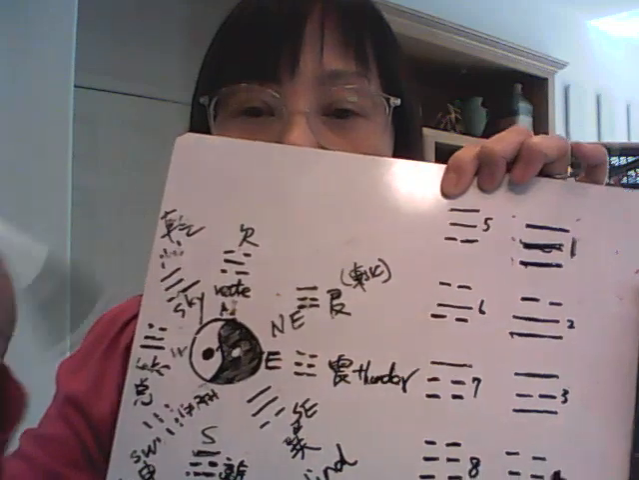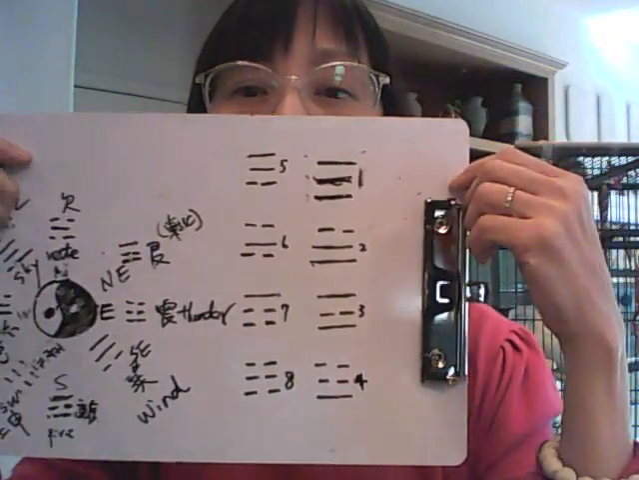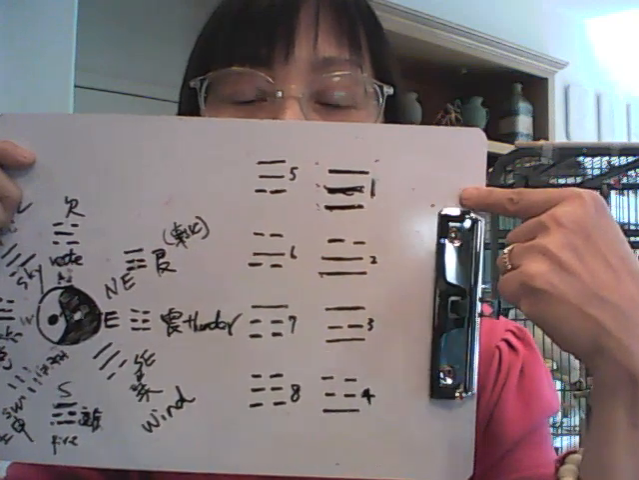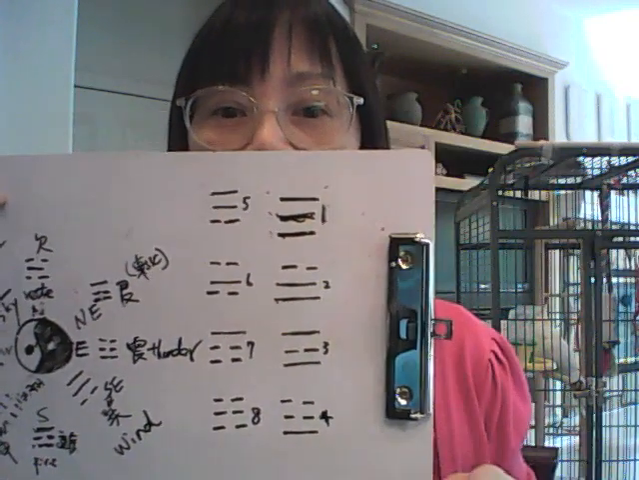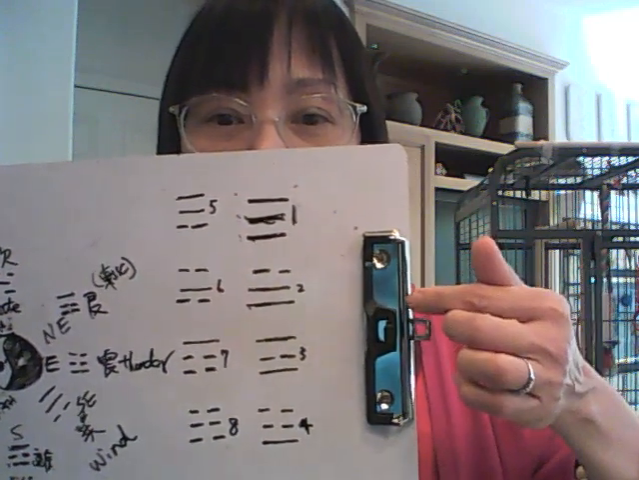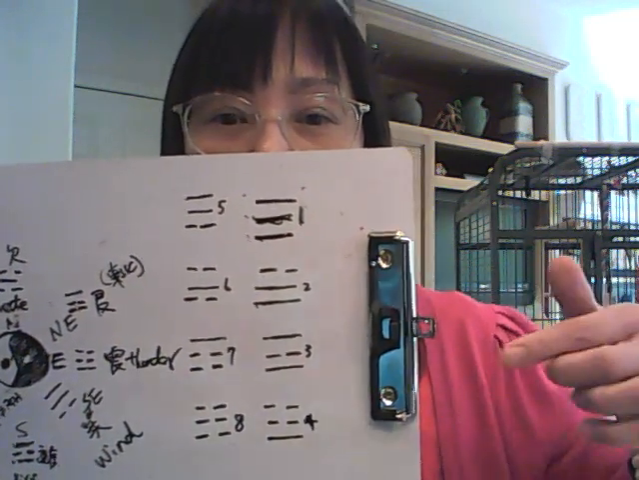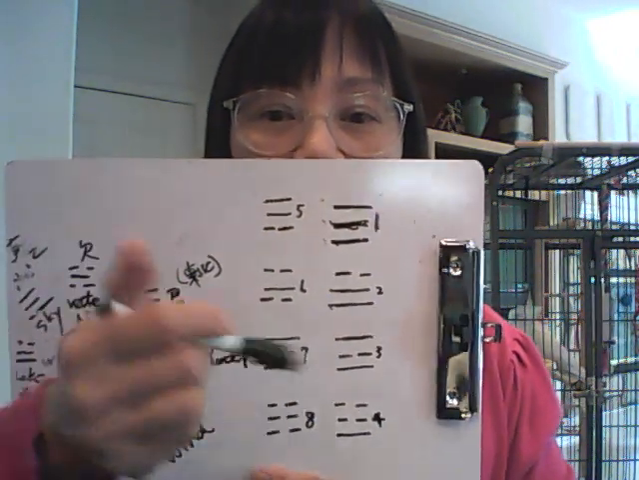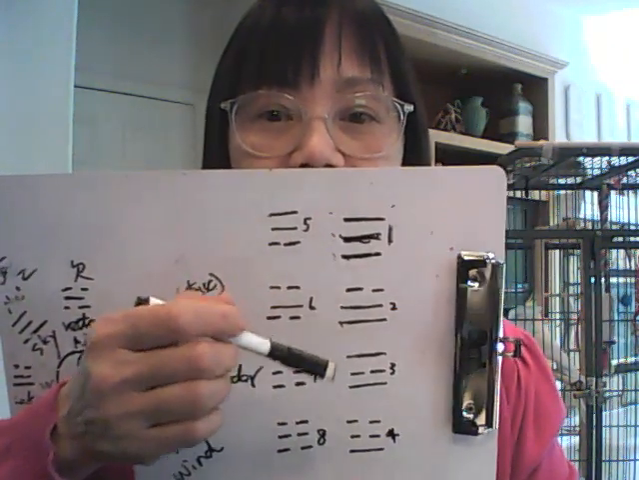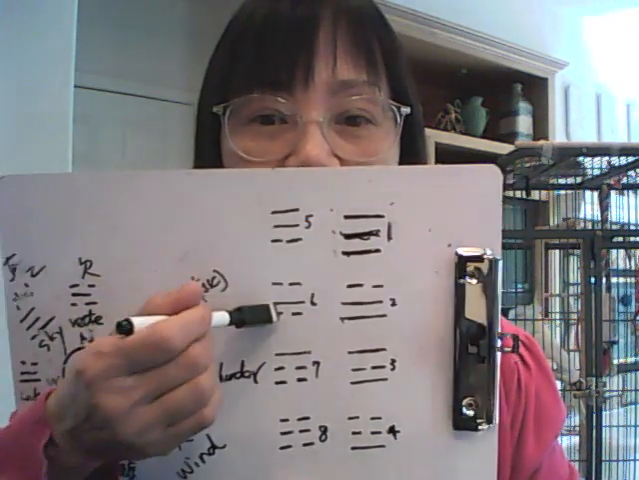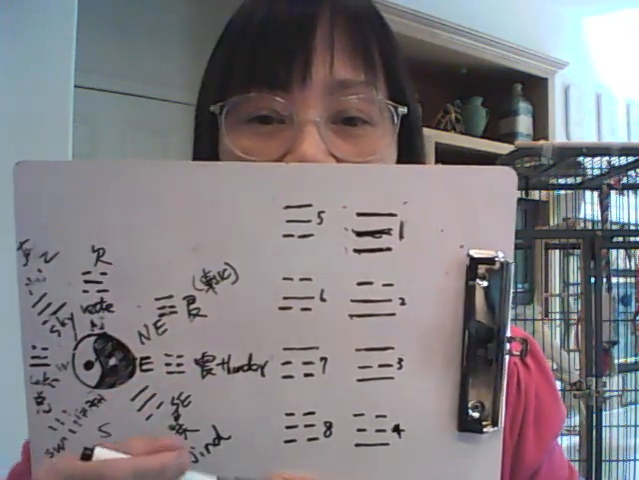Okay, and now let's see the numbers. Qian is number 1, Tui is number 2, Li is number 3, Zhen is number 4. 前兑离震巽 the wind, 巽坎艮坤.